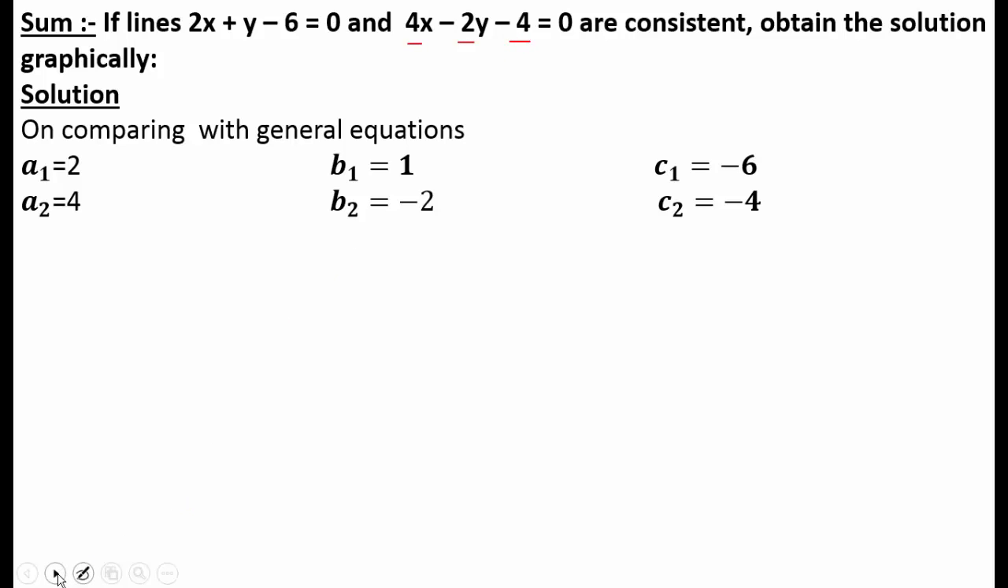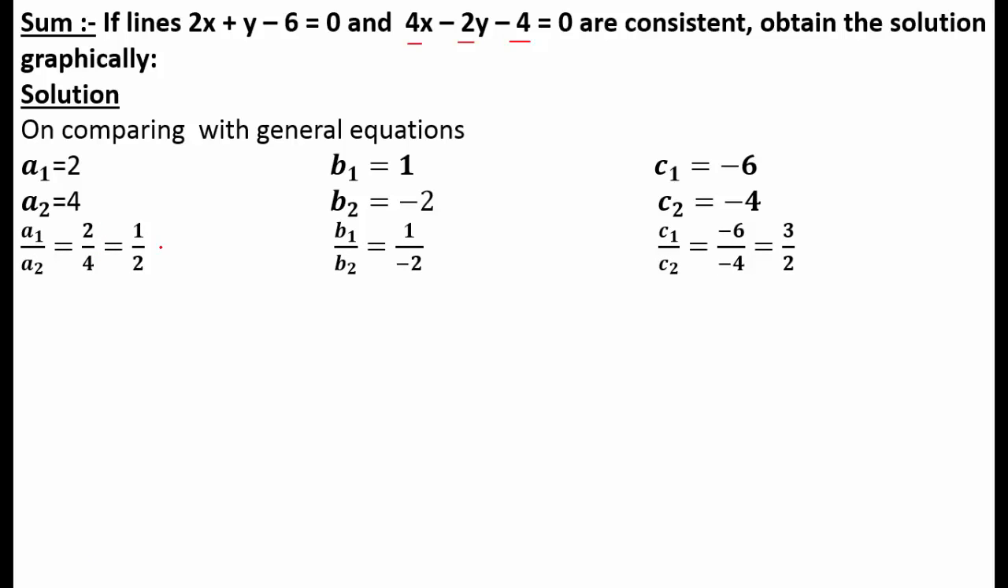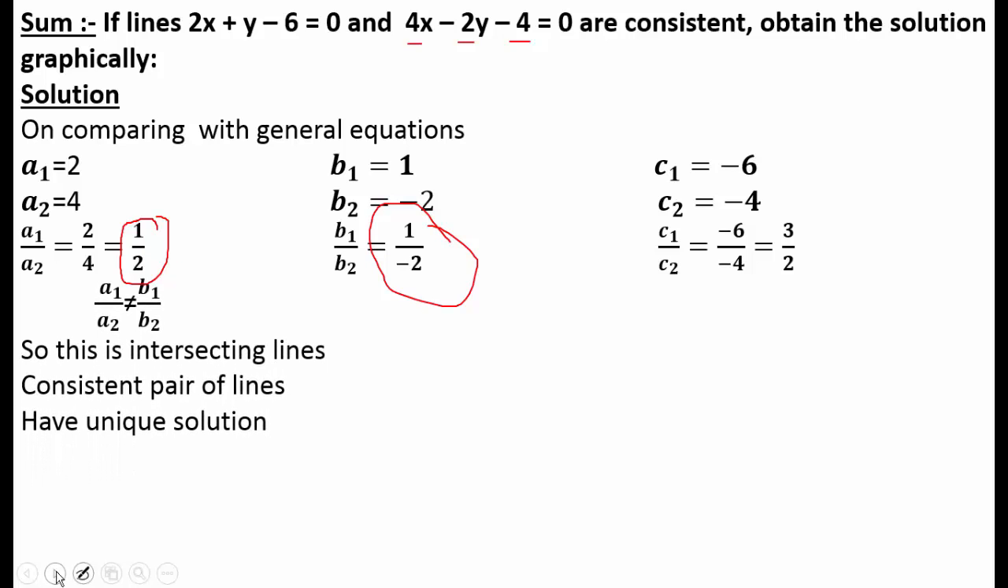Now the ratio will be 2 by 4, that is 1 by 2, b1 by b2, that is minus 1 by 2, c1 by c2, that is minus 6 by minus 4, that is 3 by 2. Now you can check that a1 by a2 is not equal to b1 by b2, because this is positive and this is negative. Hence these are intersecting lines and it is a consistent pair of lines, so it has a unique solution. Now how will we solve graphically? First we will plot a graph and the intersecting point will be its solution.